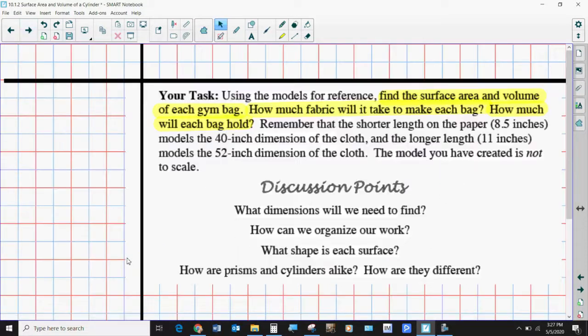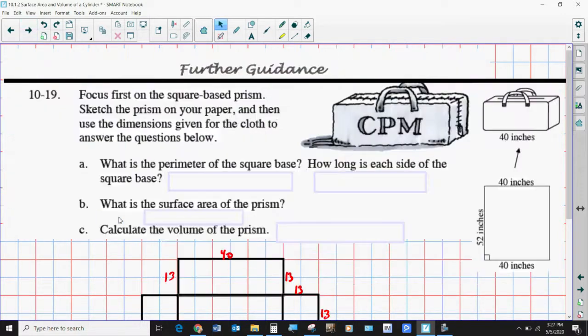All right, now that we're done with that, our task is to find the surface area and the volume of each gym bag, the rectangular prism and the cylindrical gym bag. So let's start with this. Here, this was the measurement. Remember, everything going around the bag was this rectangular face. So our first task, I would recommend you try and draw a little bit of a sketch of this. That's what they say: sketch your prism, and then let's answer these questions.